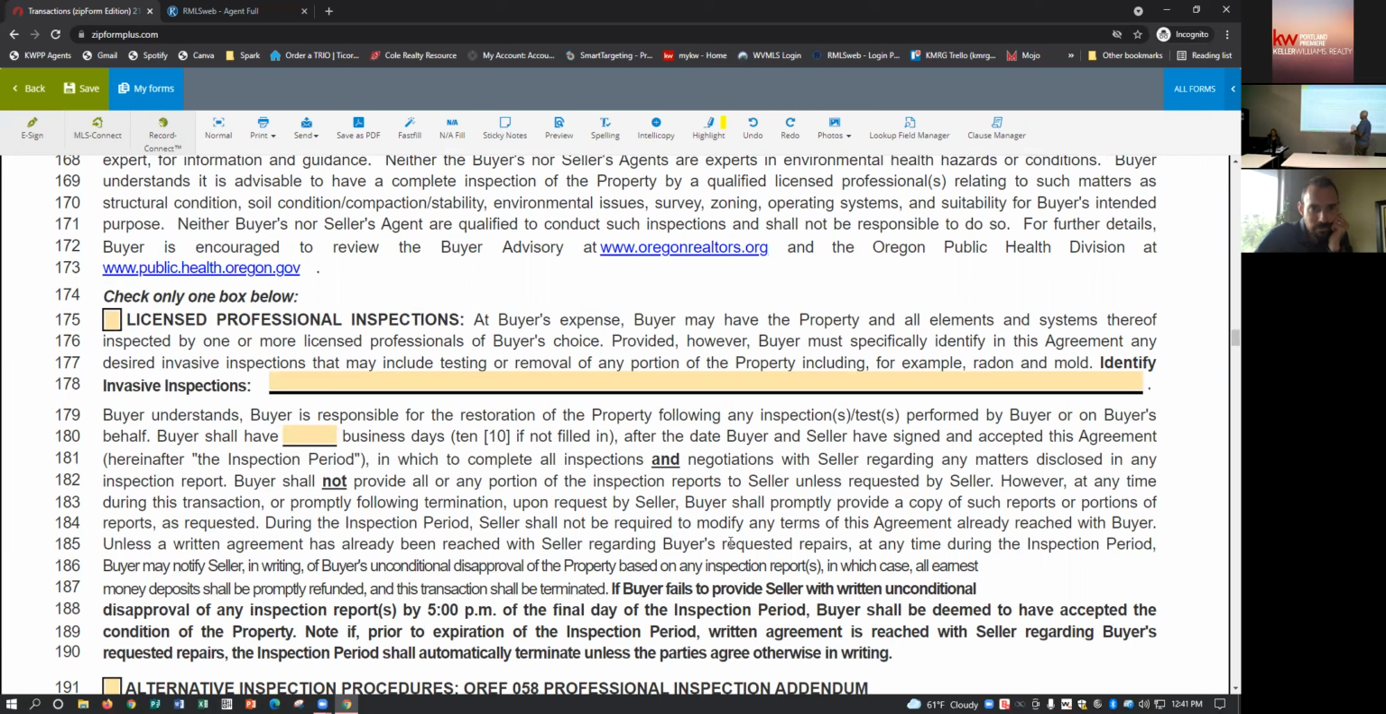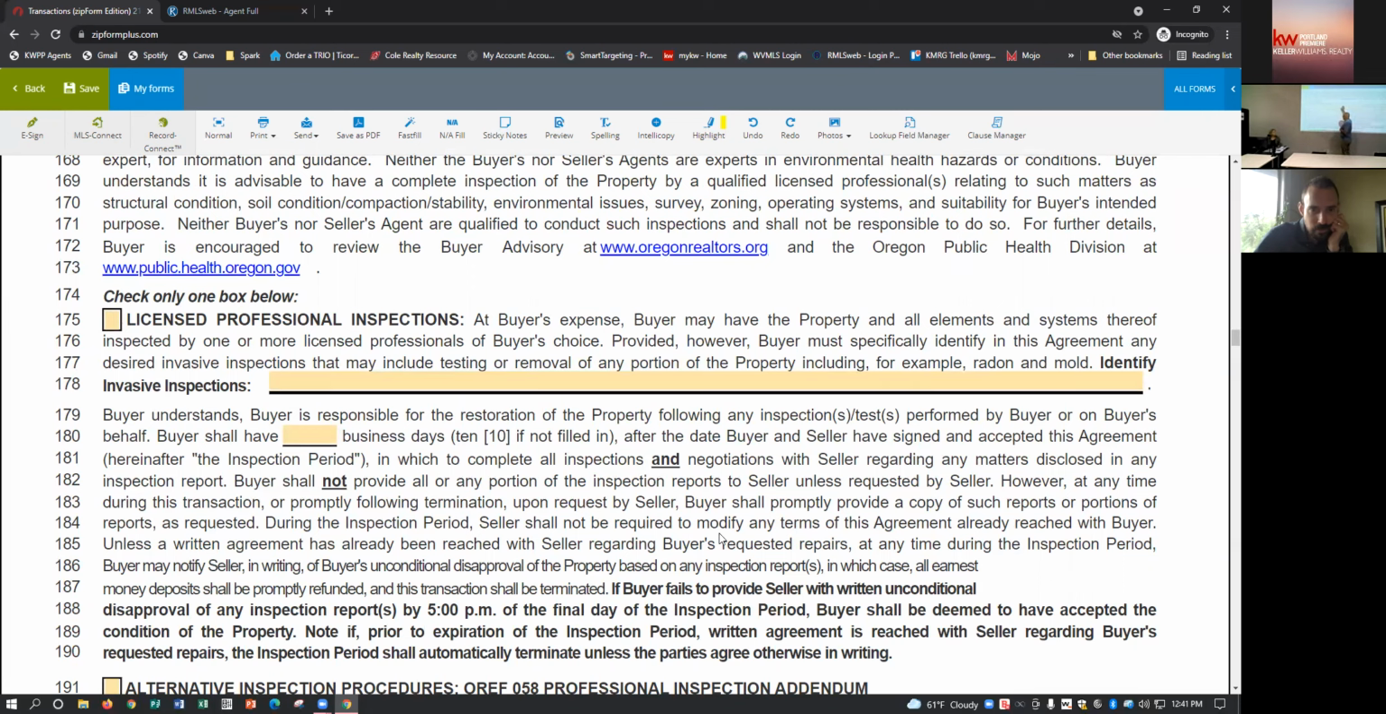Okay, so in this, and we're just going to pretend that we're using 10 business days right here. The buyer shall have 10 business days to inspect the property and negotiate repairs within 10 business days. I'm not going to read the whole thing out. So you're going to list the inspections you're going to do right here.